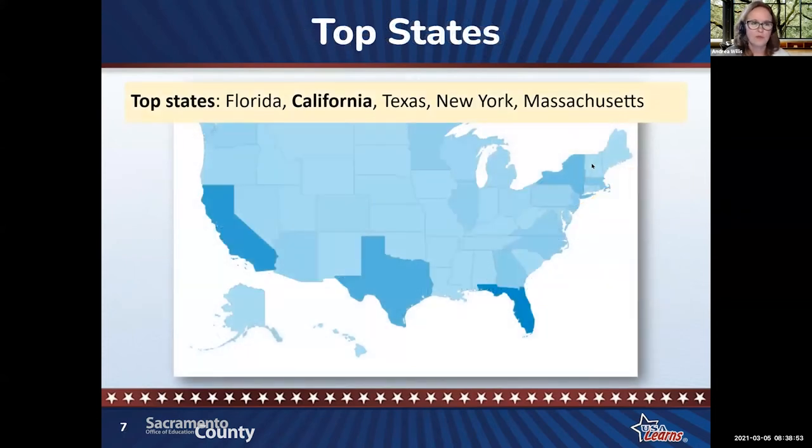Okay, so here we're looking at a map of the United States, and the top states that use our site are Florida, California, Texas, New York, and Massachusetts.